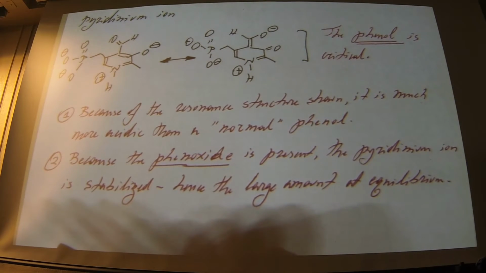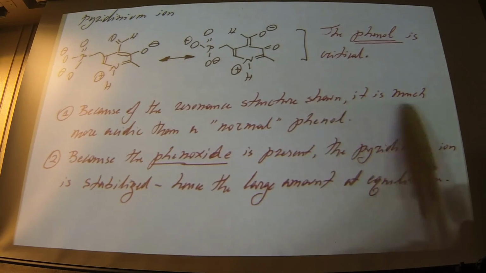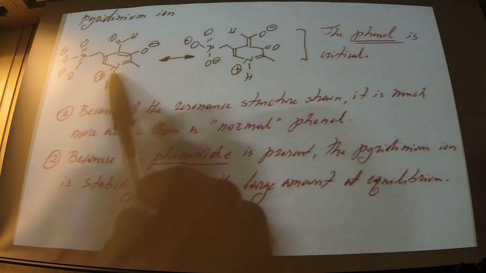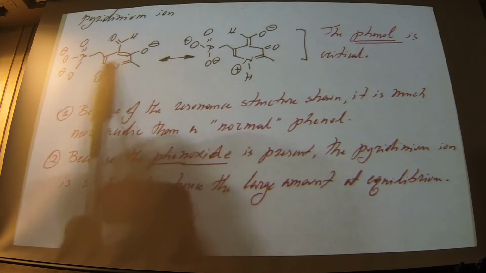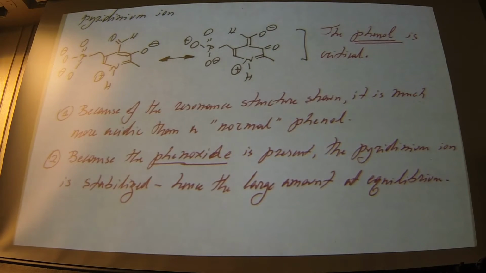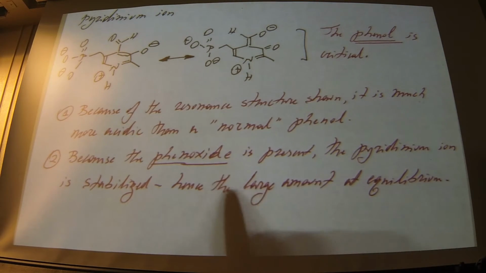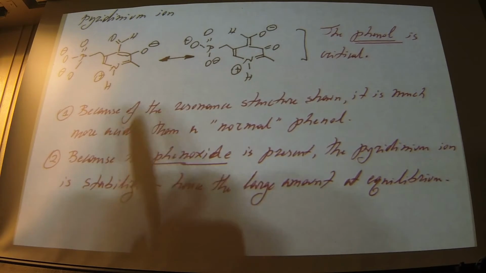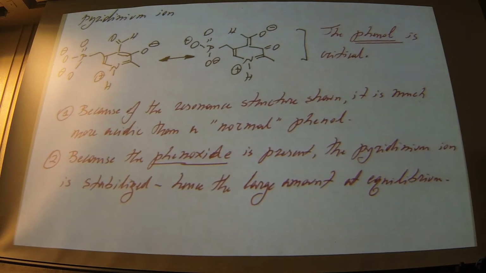So because the resonance structure is shown, the pyridinium ion is more basic than you would expect. In other words, the phenol is more acidic and is stabilized, and so you end up with essentially everything present in the protonated form at equilibrium. And so, it's a nicely tuned system.